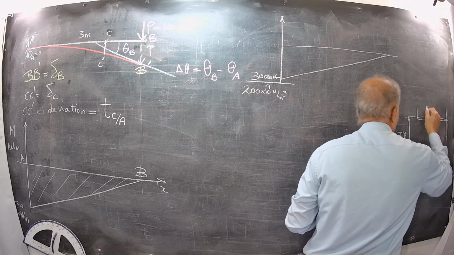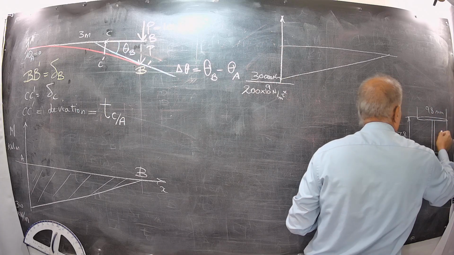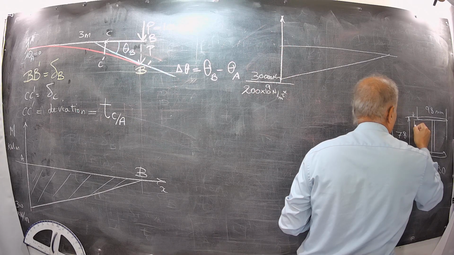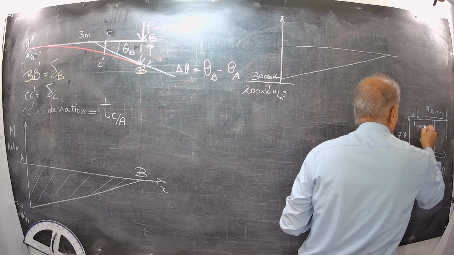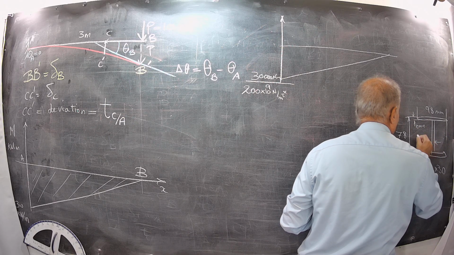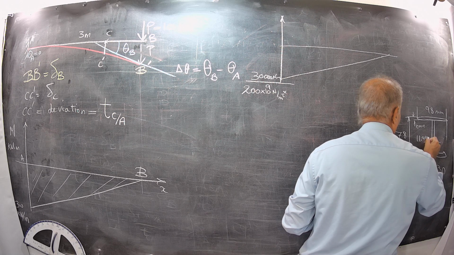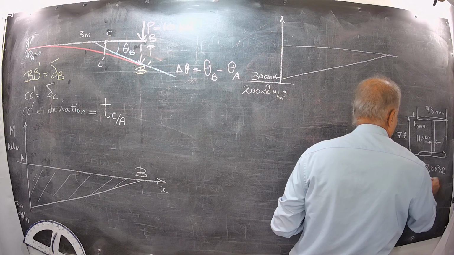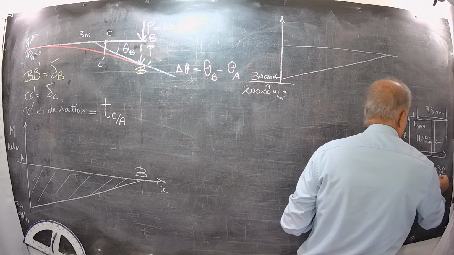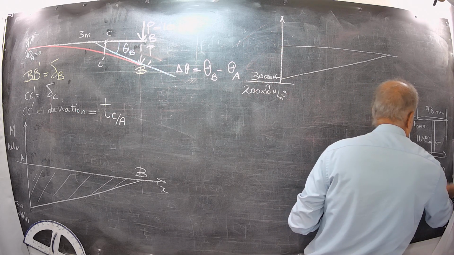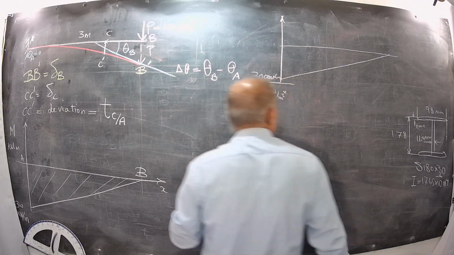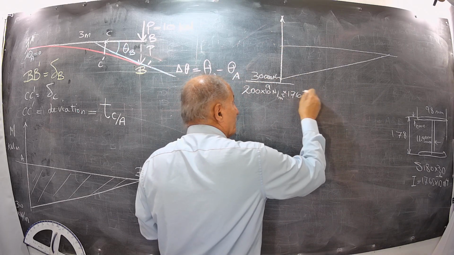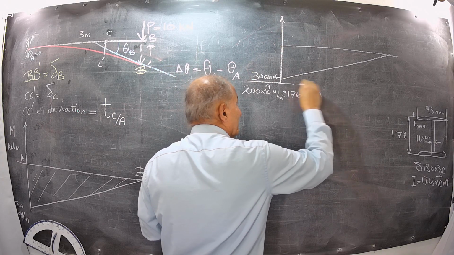Width of the flange, 98 mm. Thickness of the flange, 10 mm. And thickness of the web, 11.4 mm. I for this one is 70.65 × 10^-6 m^4. Then I must write here 17.6 × 10^-6 m^4.